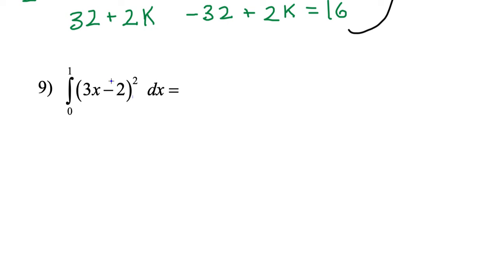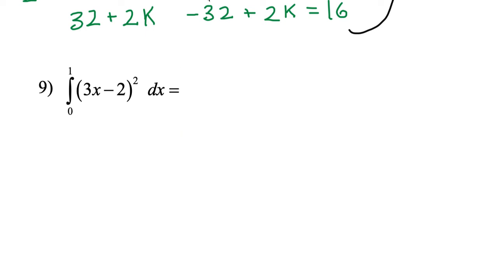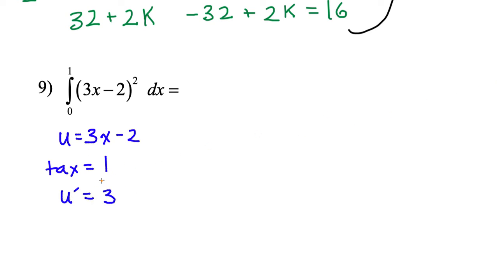The other way I could have done this is going square the first, 9x squared, double the product, negative 12x, and square the last, plus 4, and then taking the antiderivative of each of these 3 terms individually, which does not require Taxman, but I'm doing it with Taxman. So now I've shown you both methods, I suppose. U is 3x minus 2. And then u prime, the derivative of 3x minus 2 is 3, which means I'm going to pay Taxman 1/3. Let's go ahead and pay Taxman.